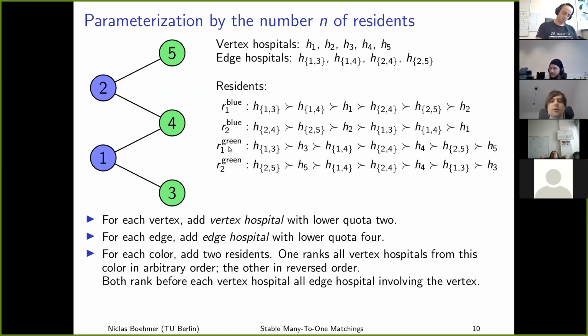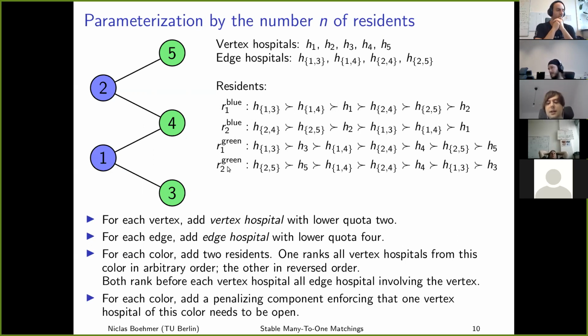And both color residents rank before each vertex hospital all edge hospitals involving the corresponding vertex. So for example, before the hospital corresponding to vertex 1, we rank all hospitals corresponding to edges involving vertex 1 in some arbitrary ordering, which is in this case, okay, 1 is incident to 3 and 4, so we rank before H1 the hospitals H13 and H14. And this is how the construction works. And then lastly, for each color, we add a penalizing component that enforces that one vertex hospital of this color needs to be open.